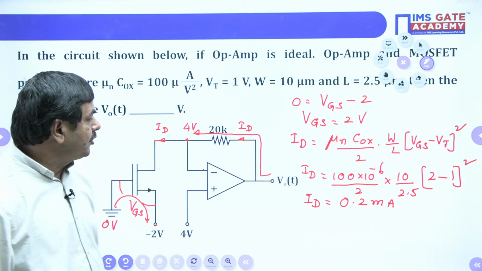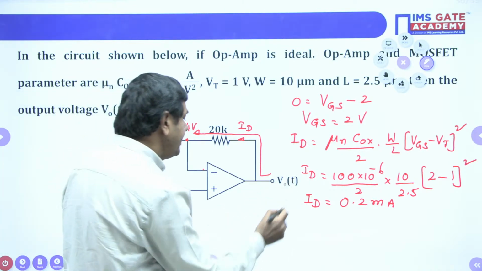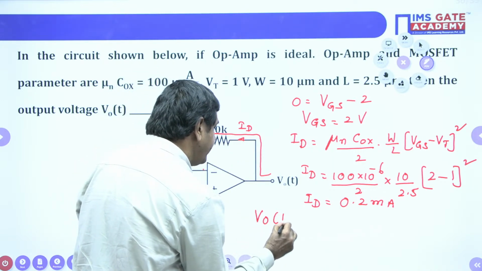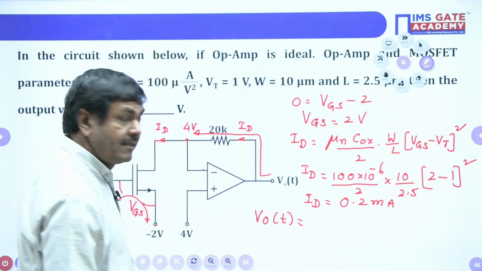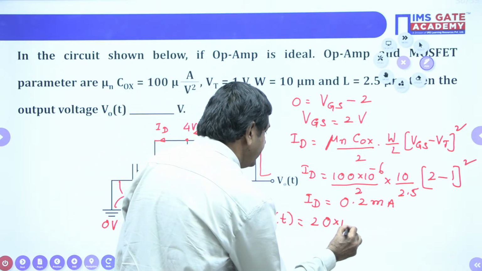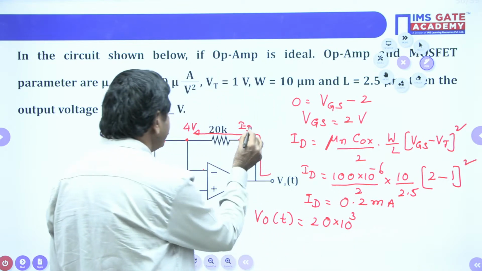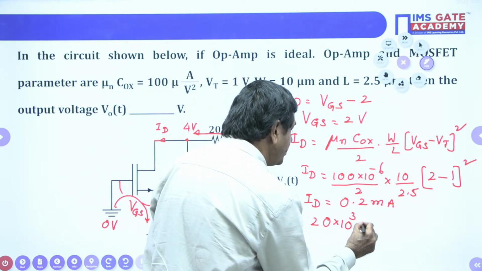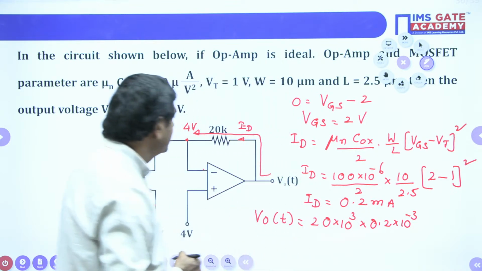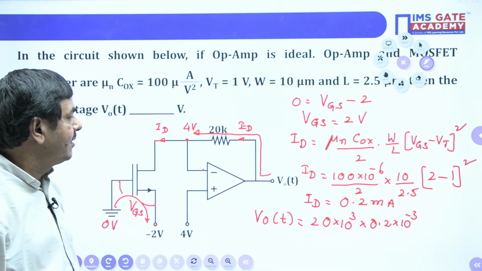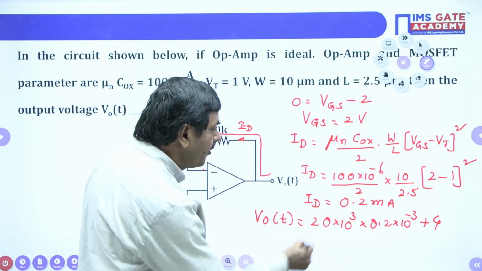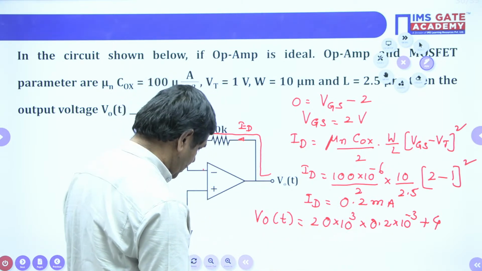Once you got the drain current, you can find V0 of t. I just want to apply the KVL in this direction. When I go this side, 20K into ID. I will write 20 into 10 power 3 into ID. ID is nothing but 0.2 milli. So 20K into 0.2 milli, plus 4. The 10 power minus 3 and 10 power 3 cancel.